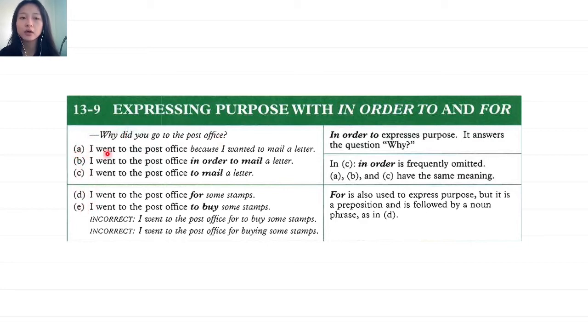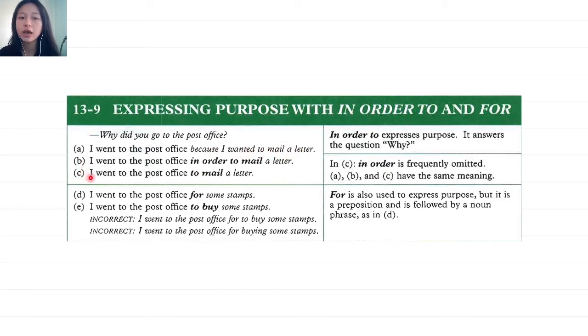The number A, I went to the post office because I wanted to mail a letter. Because I wanted to mail a letter is the purpose why the subject went to the post office. And the number B, I went to the post office in order to mail a letter. In order to mail a letter has the same meaning as because I wanted to mail a letter.